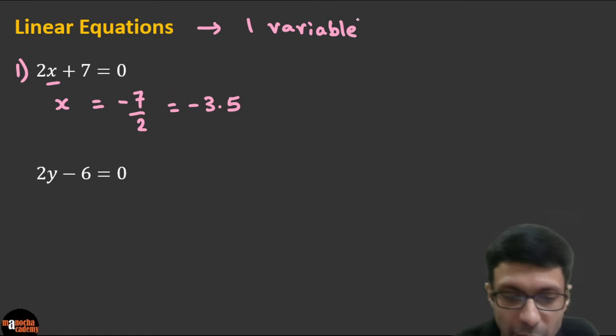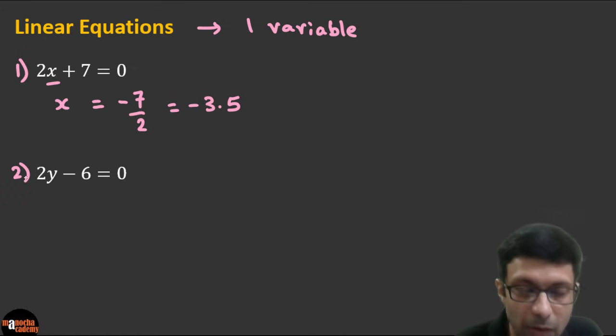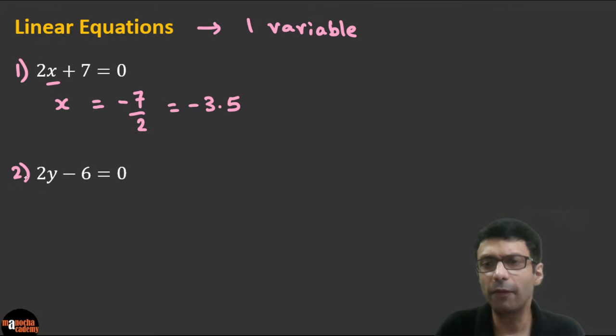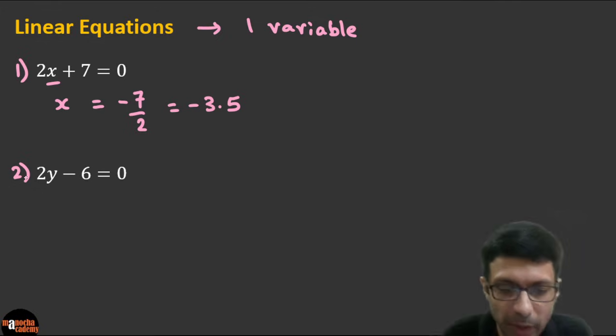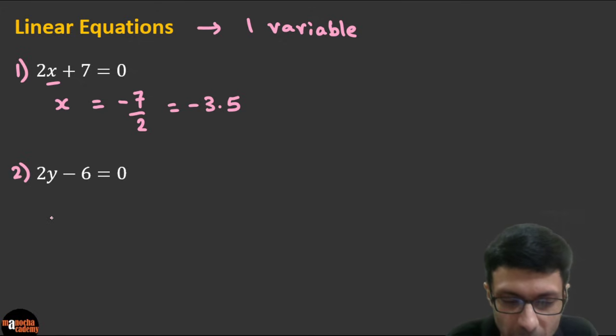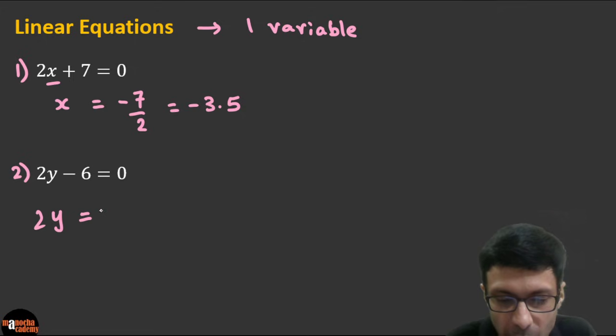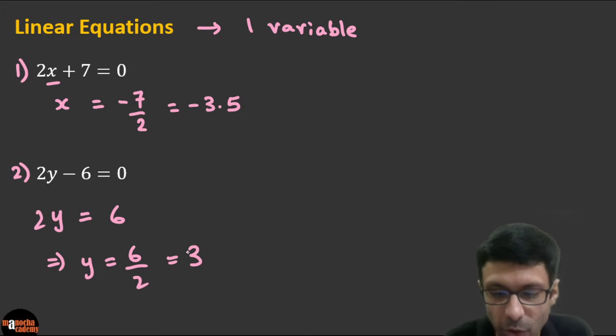Clear? And guys, can you solve the second equation for me? That's also a linear equation in one variable. Who's the one variable? Y. So can you tell me what will be the value of this? You just have to simply work it out. So you move it to the other side. So 2y is equal to 6, or we have y is equal to 6 by 2. So what is the answer? Very good, guys. Y is equal to 3.